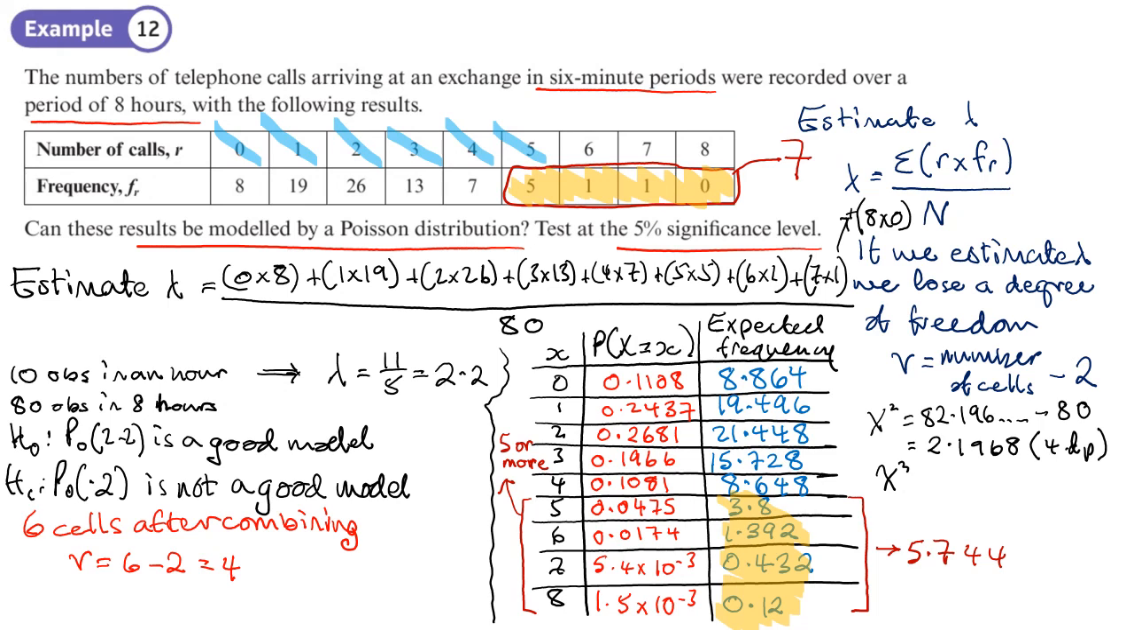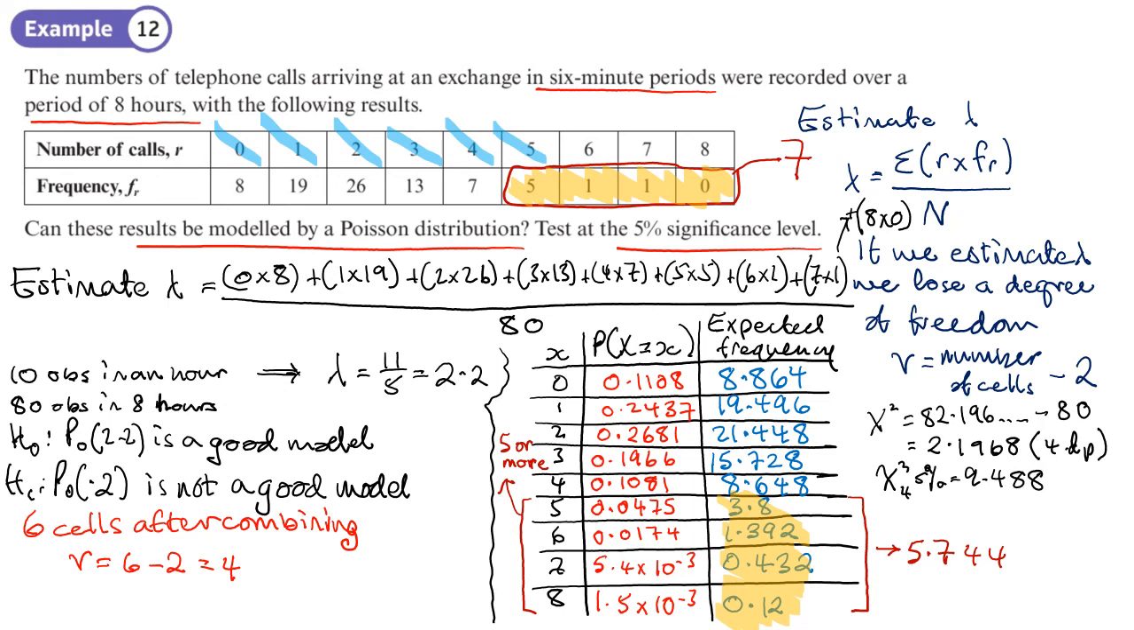So now I'm going to look at chi-squared for 4 degrees of freedom and 5% significance level, and let's see what critical value we get in the table. Just finding it here. Here we go. 4 degrees of freedom, 5%, and we get a critical value of 9.488.